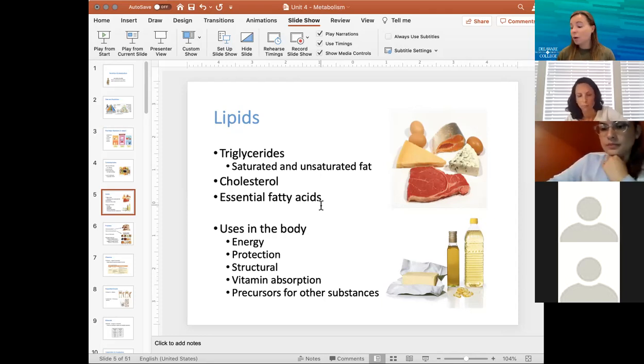Okay, so next thing is just the dietary requirement for lipids. It's said that these should make up about 20 to 35% of your total calorie intake.